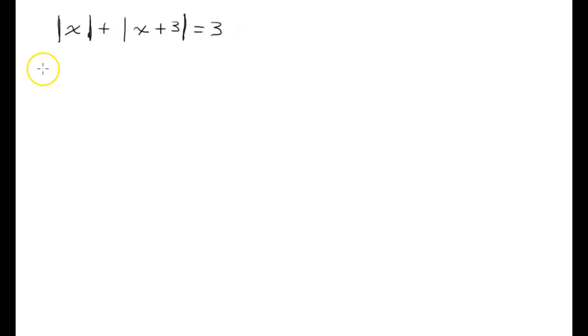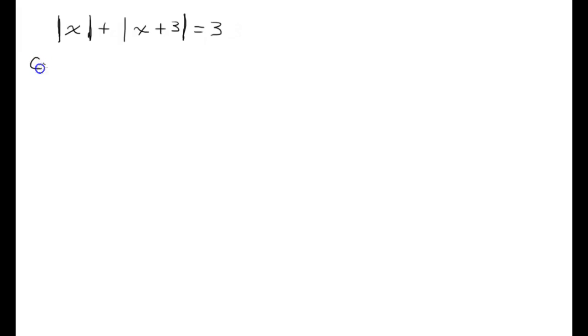In this video, we have an example of two absolute value expressions and something that is not in an absolute value inside an equation. We have the absolute value of x plus the absolute value of x plus 3 equals 3. The way we will approach that is we'll look at four different cases: both expressions being positive, both expressions being negative, one expression being negative, and then the other expression being negative. And I'll run through those.